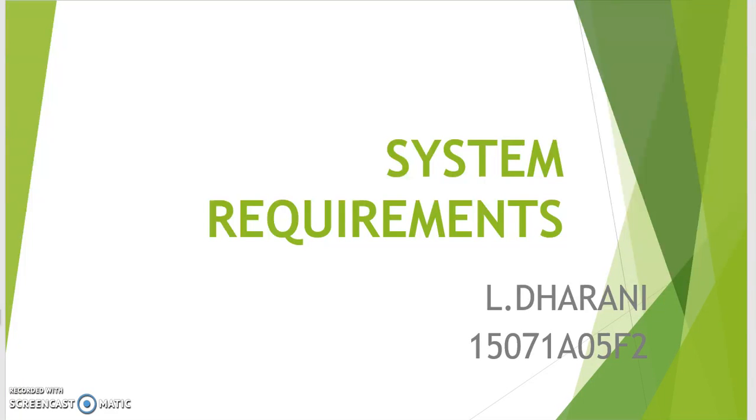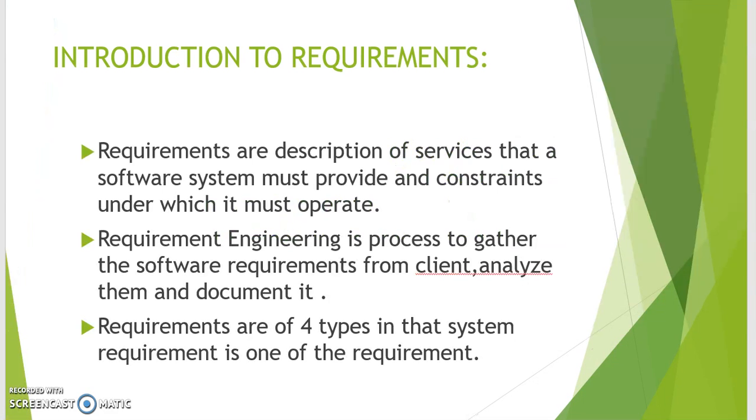This PPT is about the system requirements. To know what is meant by requirements: it is a description of services that a software must provide in order to operate it. Without knowing any software requirement, we cannot operate any software. There are four types of software requirements. System requirement is one among them.